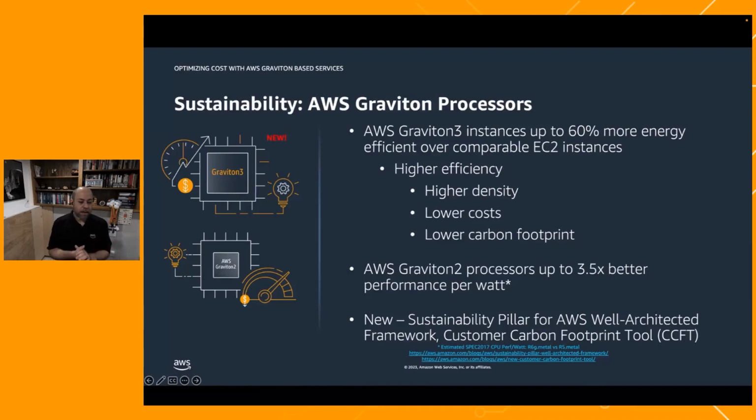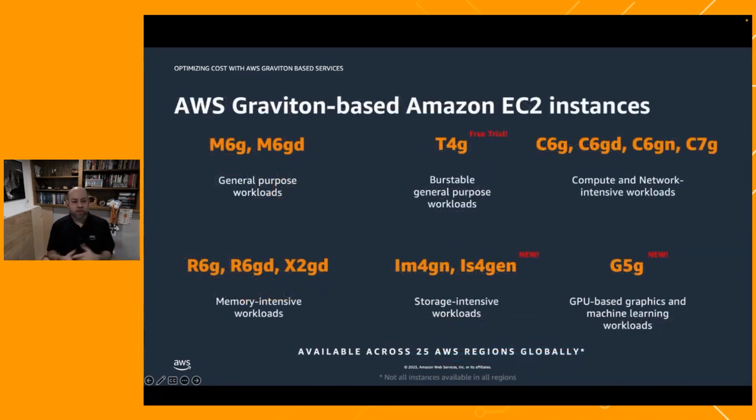And for those familiar with our Well-Architected Framework, we added a sustainability pillar to that a while back, and we also have a carbon footprint tool. So sustainability is super important. Graviton is key to that, and there are many parts of Amazon trying to help our customers grow in that space. So what does Graviton look like?